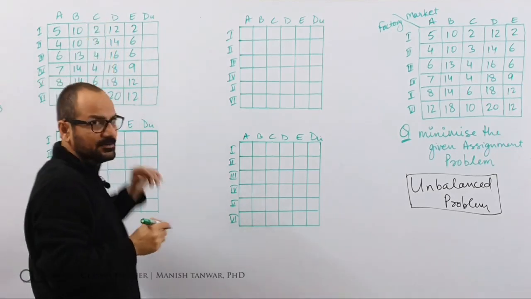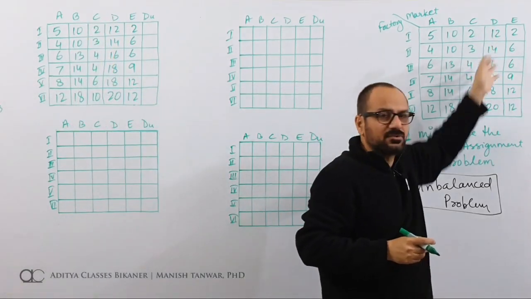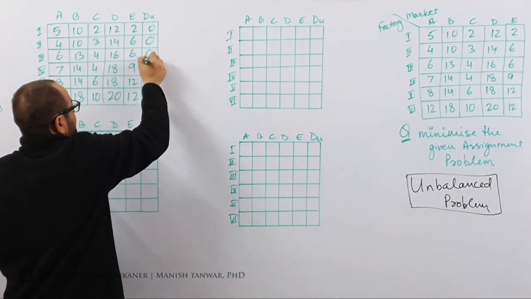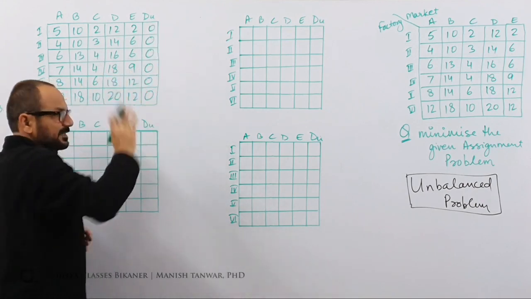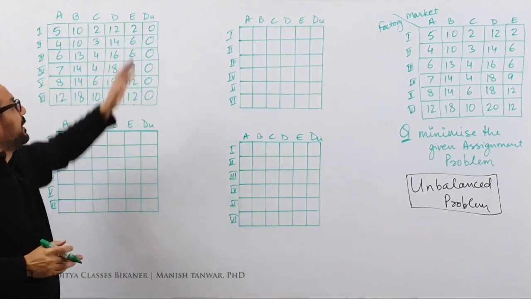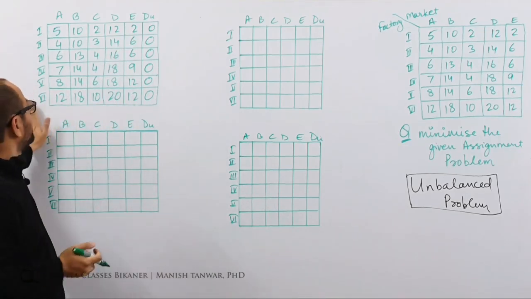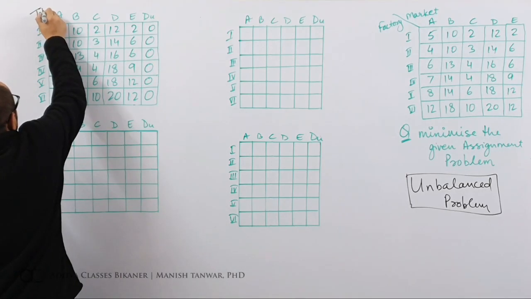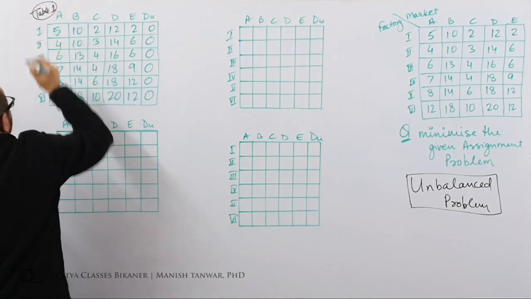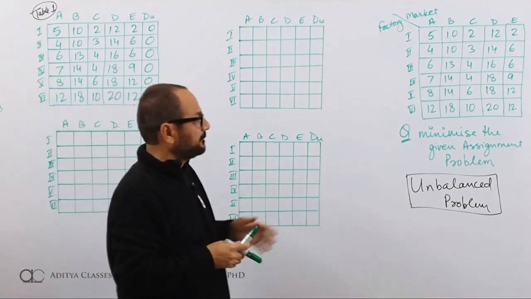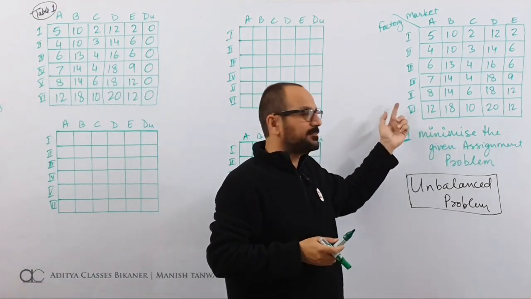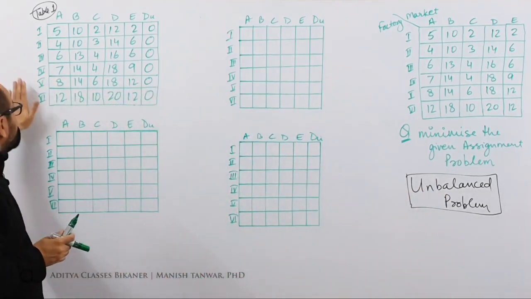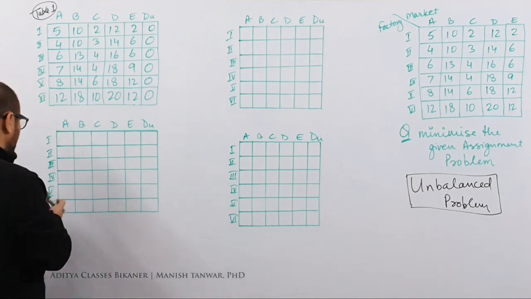And then what about values in this dummy column? What about values in this dummy column? I'll put a 0 over here. That is it. I'll put a 0 in my complete dummy column. So this was my table 1, where what I've done, I've balanced my problem. This was an unbalanced problem. I have now balanced it. This becomes a balanced problem now. Once I have balanced this problem, now I can get on with my task.